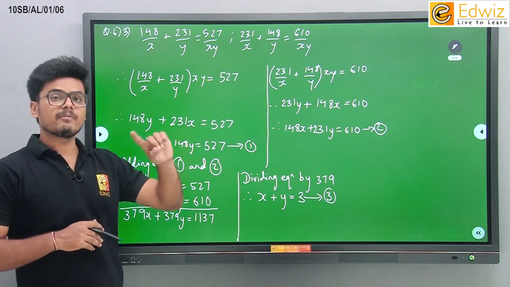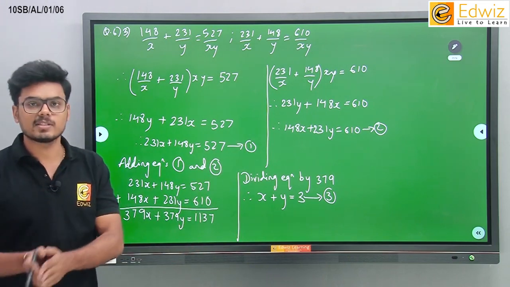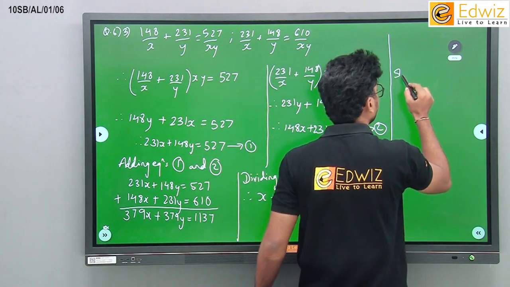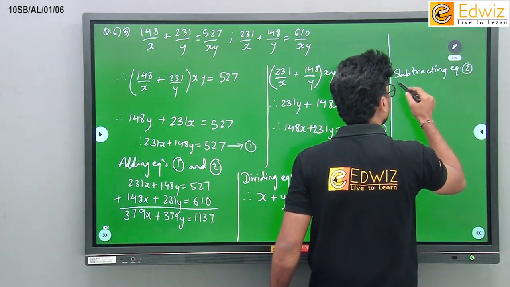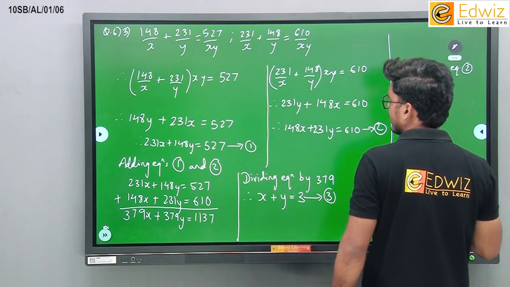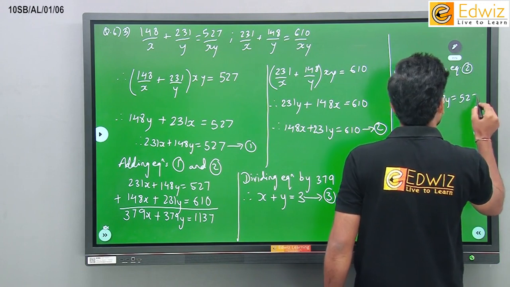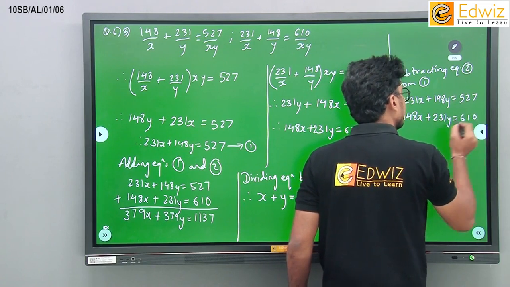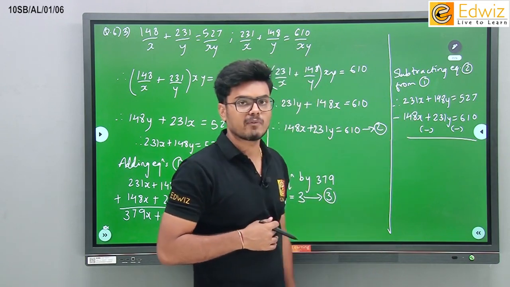Okay. Now we will get one more such equation when we subtract these two equations. इनको solve करना थोड़ा easy हो जाए, that's why we are doing this. So let us subtract equations 1 and 2. Subtracting equation 2 from 1. So equation 2 from 1 मतलब first equation पहले लिखेंगे, that is 231x plus 148y equal to 527 minus 148x plus 231y equal to 610. So the signs will obviously change now, okay, and 231 minus 148 करना पड़ेगा.